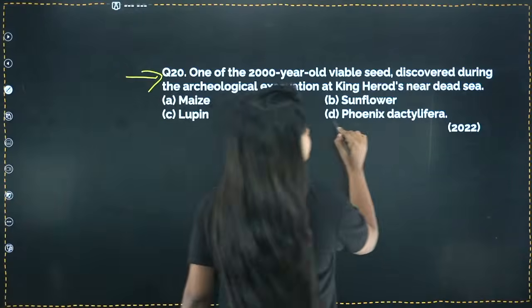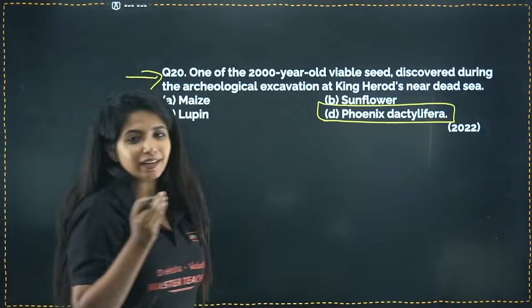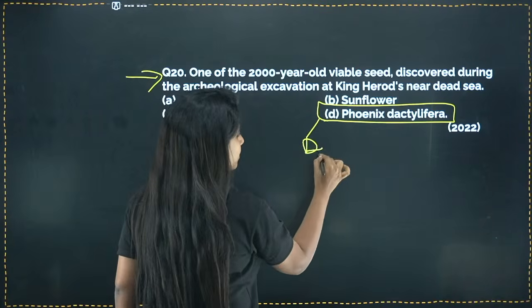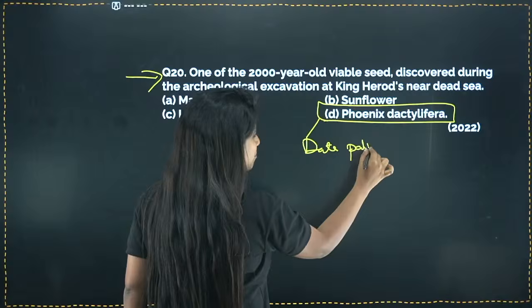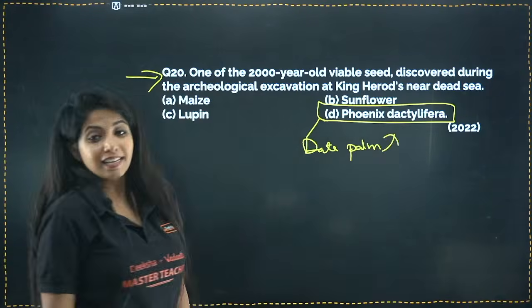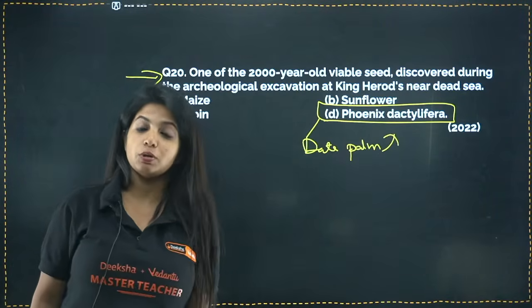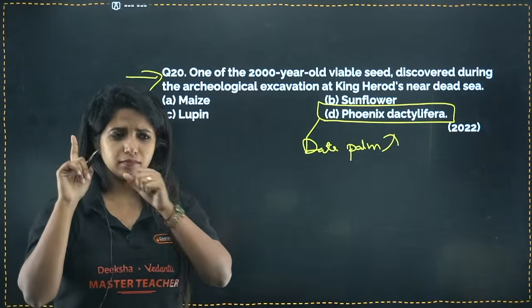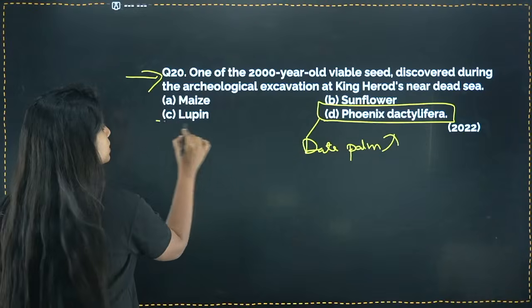No, it is not C, it is Phoenix dactylifera. The common name of Phoenix dactylifera is date palm. Okay, date palm. You might have had dates, no? It comes from this plant. So it had a seed which was viable for 2000 years. Now, there is one more thing, that is Lupinus articus.